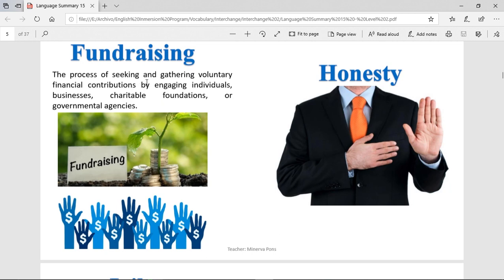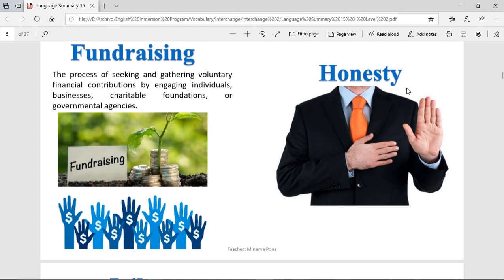Fundraising. The process of seeking and gathering voluntary financial contributions by engaging individuals, businesses, charitable foundations, or governmental agencies. Basically, fundraising is when you're asking for money because of a cause. Maybe you want to help the environment, and you are raising money, it's a fundraising, in order to help the environment or to try to fight a disease or something like that.